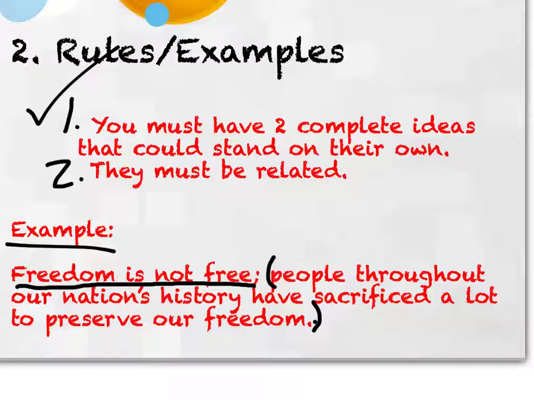Now rule number 2, they must be related. The first one is talking about freedom not being free. The second one is talking about how people have sacrificed for our freedom. They're related, therefore we can join them with this semicolon right here.